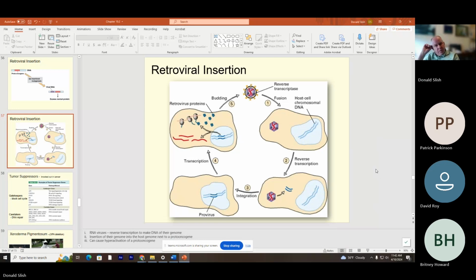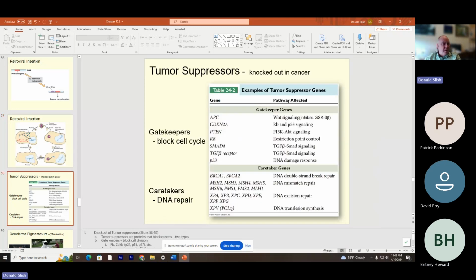Okay, so all these DNA mutations are going to lead to either activation of pro-growth regulators, turning a proto-oncogene into an oncogene, or knocking out our tumor suppressors. So what are tumor suppressors? We've got two classes of tumor suppressors. One are the gatekeepers. That's usually what we think about in terms of tumor suppressors. And then we also have caretakers. So the gatekeepers are ones that are controlling cell cycle, and caretakers are the ones that are involved in DNA repair.